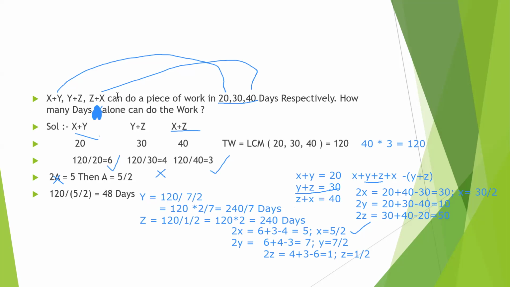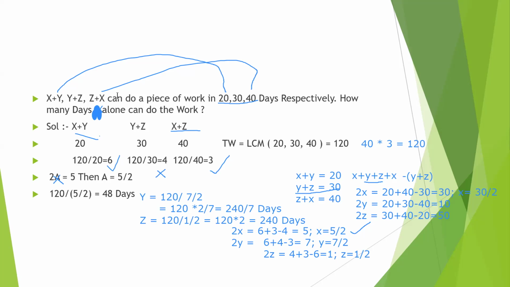Now let's discuss once more this question. It is very, very important. This type of question is asked many times in many exams like SI and constable. Now let's see how we can do it. Here the combination of two persons' work is given.